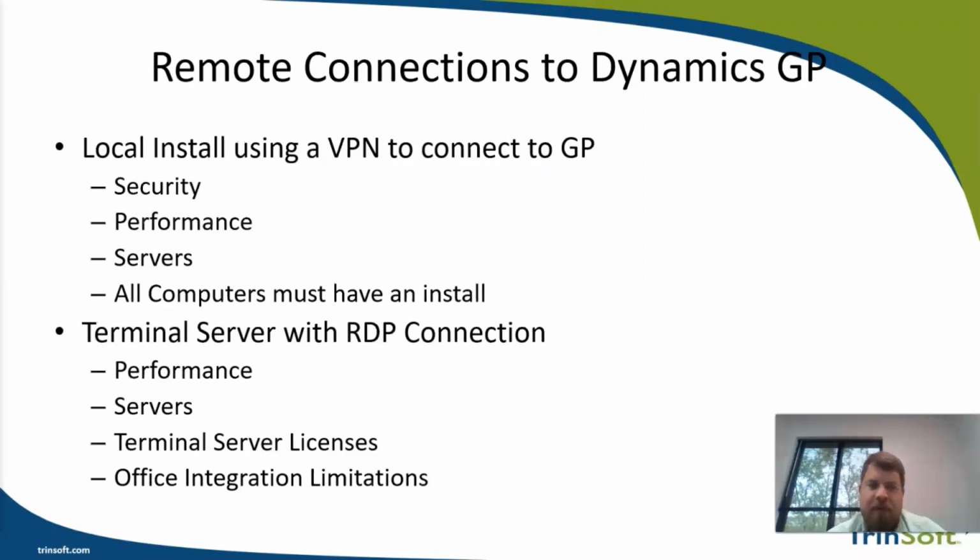The other one is performance. I think anybody that's used a VPN with GP has noticed a noticeable difference in performance, whether that is trying to run a long report, run a SmartList that's got a lot of records, or exporting that to Excel, whatever that may be. The performance just is not as good over the VPN when we add those layers in.